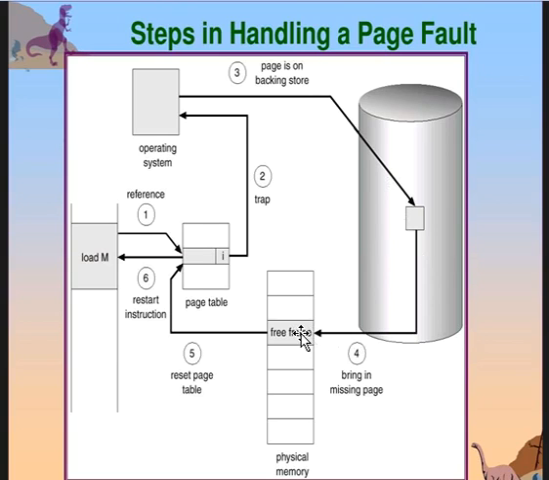Now the fifth one: when the disk read is completed, we modify the internal table kept with the process and the page table to indicate that the page is now in memory. Sixth, we restart the instruction that was interrupted by the illegal address trap. The process can now access the page as though it had always been in memory.